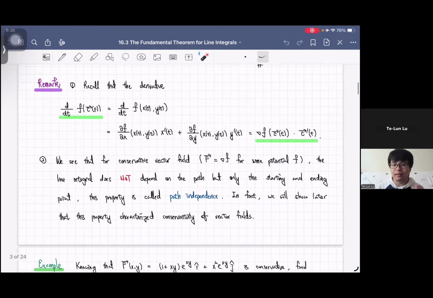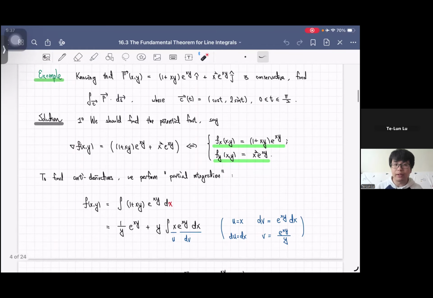Okay, and for now we show via this fundamental theorem of line integrals that a conservative vector field has the property of path independence, meaning that the line integral does not depend on the path, but only the starting and ending point. Later on, we will show that actually those are equivalent statements, meaning that every vector field with this path independence property must be conservative. And that'll be a very useful criterion. So let us go on.